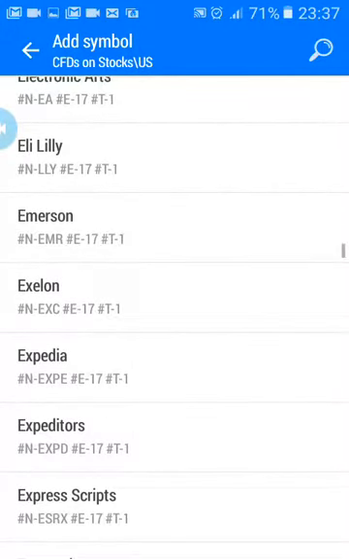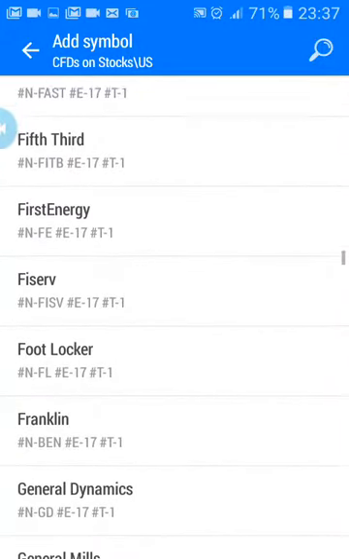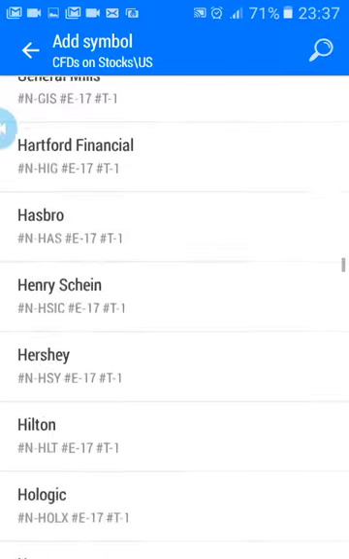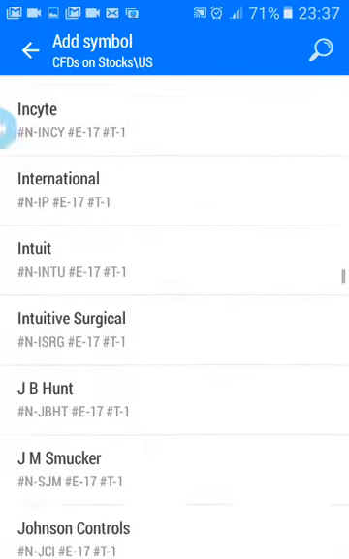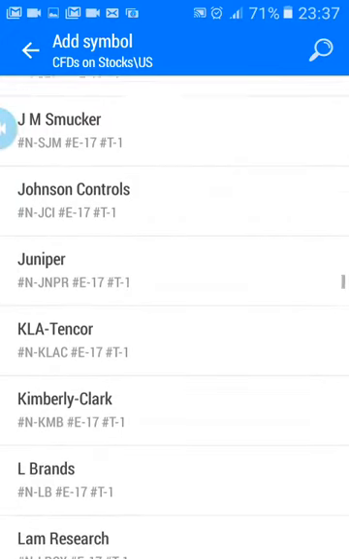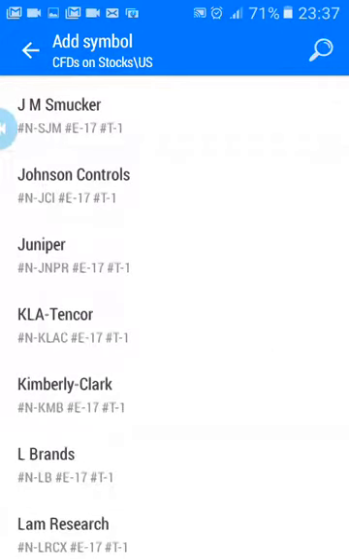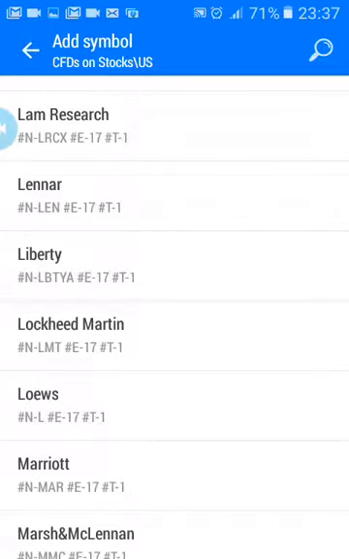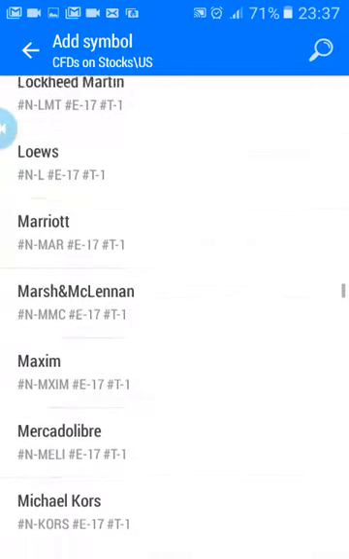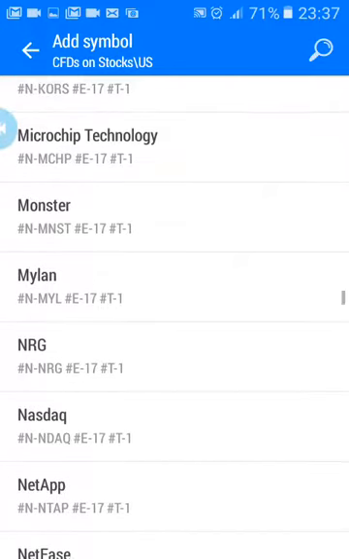Okay, let's look for those stocks that I trade, or the CFDs that I like to trade. Hilton also, if it's here, I will also trade it. Johnson & Johnson also, if it's here, I will trade it. Liberty Life, okay, Liberty, there. Okay, there are many other stocks which I don't see.